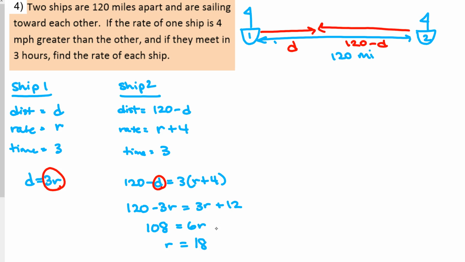So what is that telling us? That's telling us that ship 1 had a rate of 18 miles per hour. And then we know that ship 2's rate is 4 miles per hour greater, so ship 2 has a rate of 22 miles per hour.